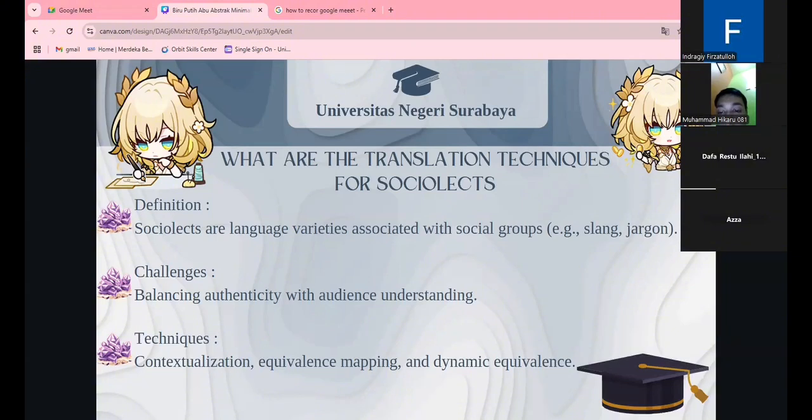Betawi humor in Si Doel Anak Sekolahan relies on wordplay like "gue mah orang sini," which means "I'm a local." Johansson's contrastive analysis would recommend translation with contextual tweaks like "I'm from these streets," retaining the original swagger while making the humor accessible. Now moving to the next slide.